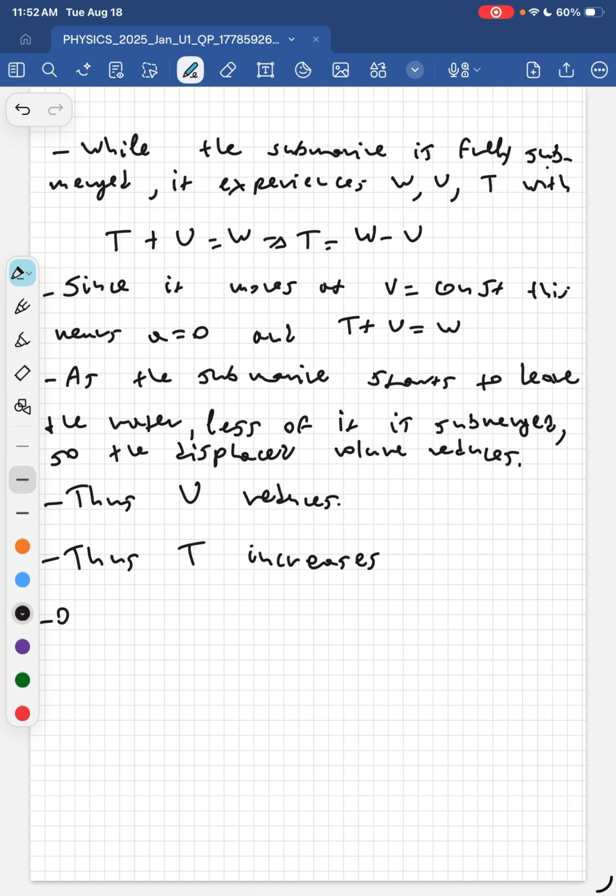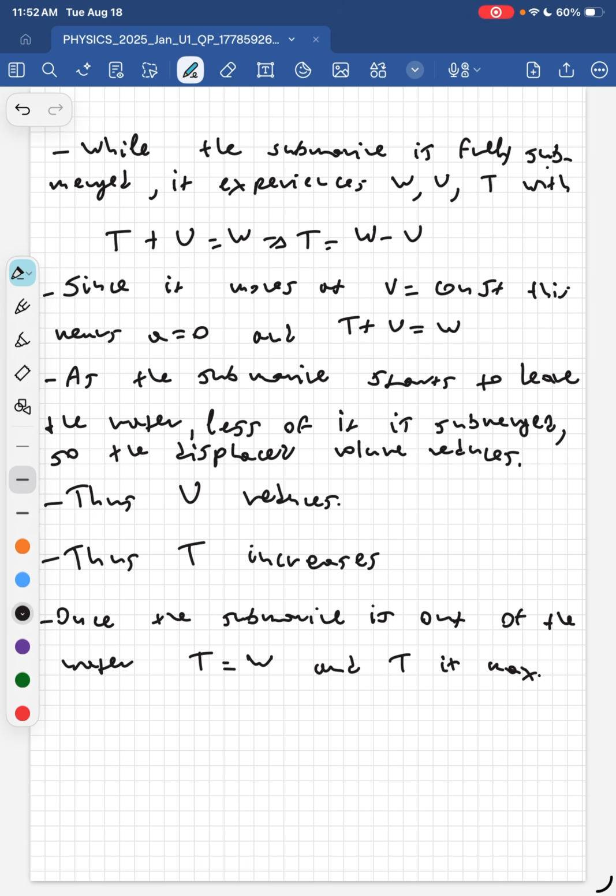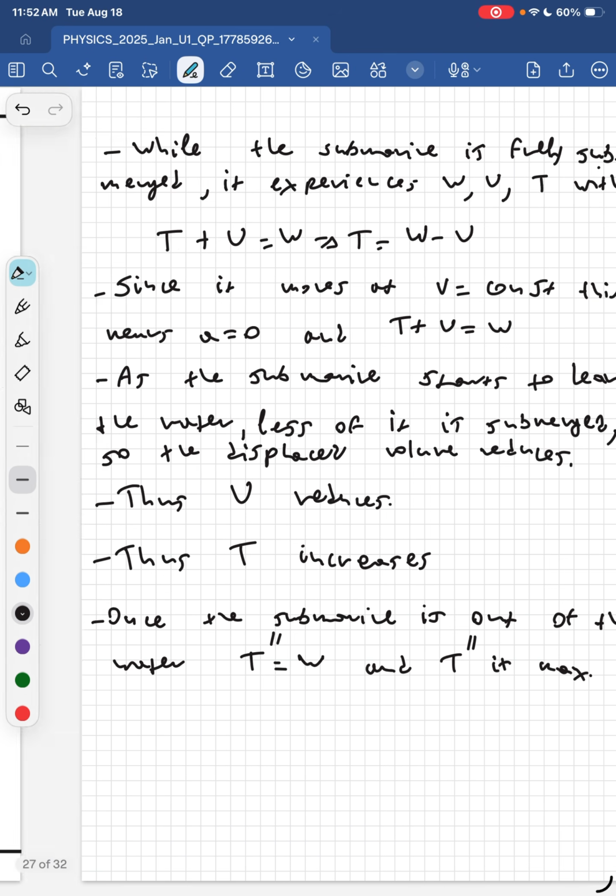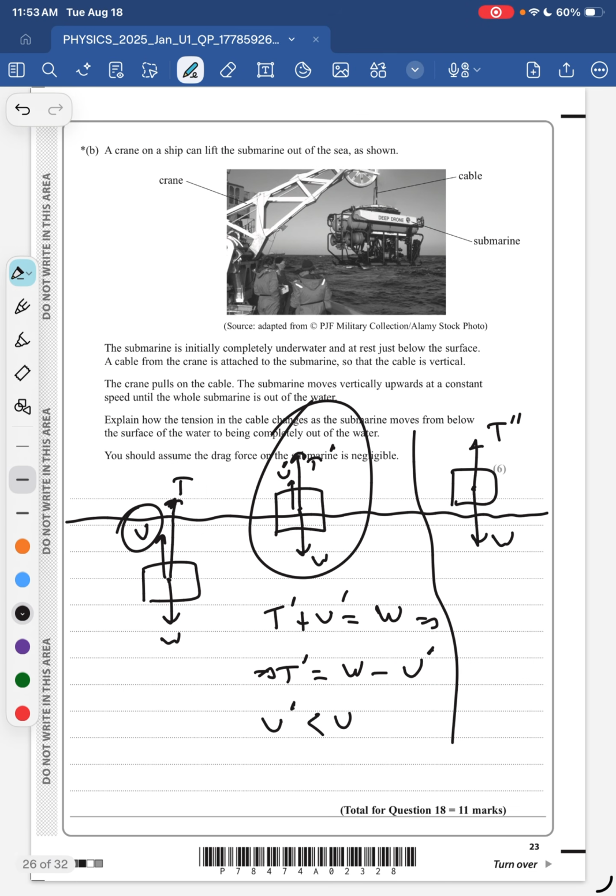So once the submarine is out of the water, the tension in the string is equal to the weight, and tension is maximum. So let's call this T double prime, and this is the situation over here. So T double prime is equal to the weight. That's the maximum tension. So this was question 18.